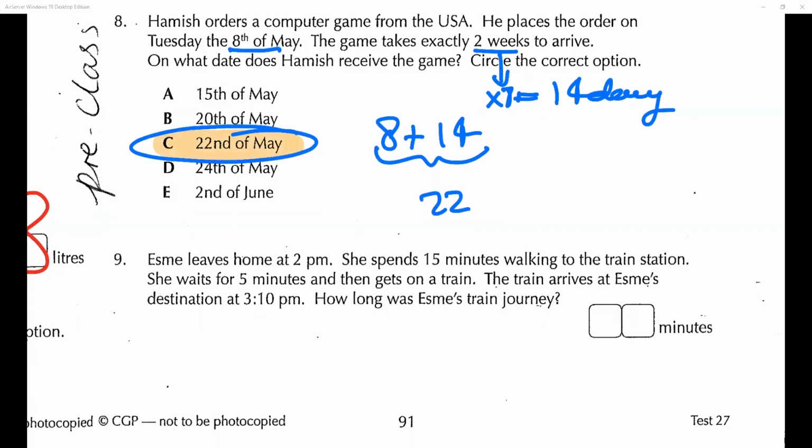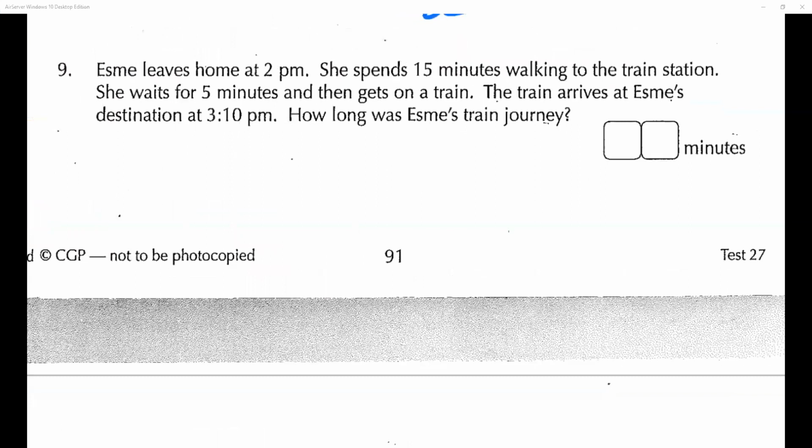Lovely. Do me one more question, please, while you're there. Number 9, go. Esme leaves home at 2 p.m. She spends 15 minutes walking to the train station. She waits for 5 minutes and then gets on a train. The train arrives at Esme's destination at 3:10. How long was Esme's train journey?